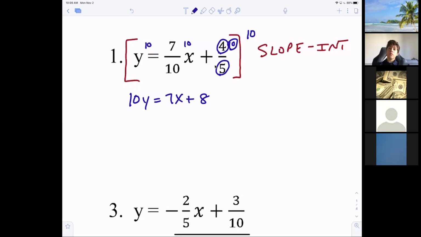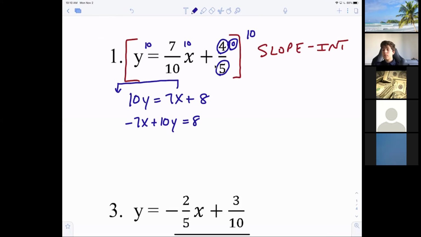All right. Now, standard form means the x and the y are on the same side. So I need to move the 7x from the right side over to the left side. But when I move something, what do I have to do with the sign? Switch the sign. So the 7x becomes negative 7x. That is correct. So I have negative 7x plus 10y equals 8. All I did was move the 7x to the left.